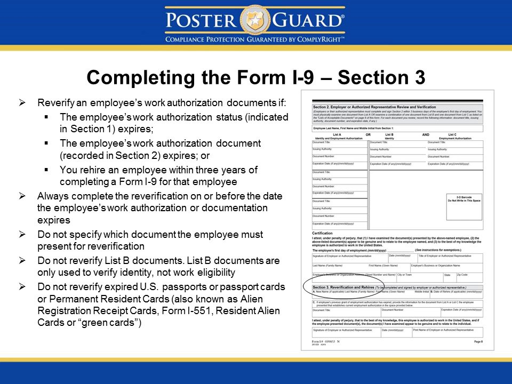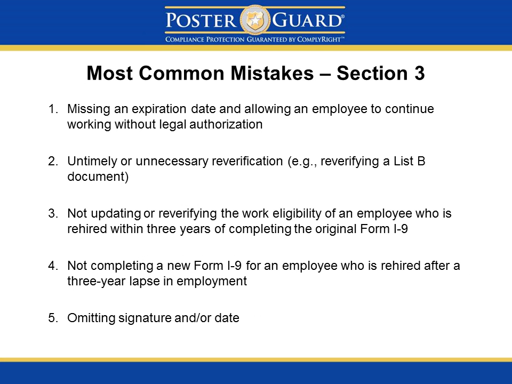This slide shows some of the common mistakes employers make when completing Section 3. I'm not going to spend a lot of time on this because we've gone over them. The first one is the most important, and that is failing to re-verify on time and allowing someone to continue working for you if they have an expired status. If an employee can't provide you with proof of current work authorization, and they had an expired document, you shouldn't continue to employ that person beyond the expiration date if you want to avoid an immigration violation. It's something you have to be disciplined about.